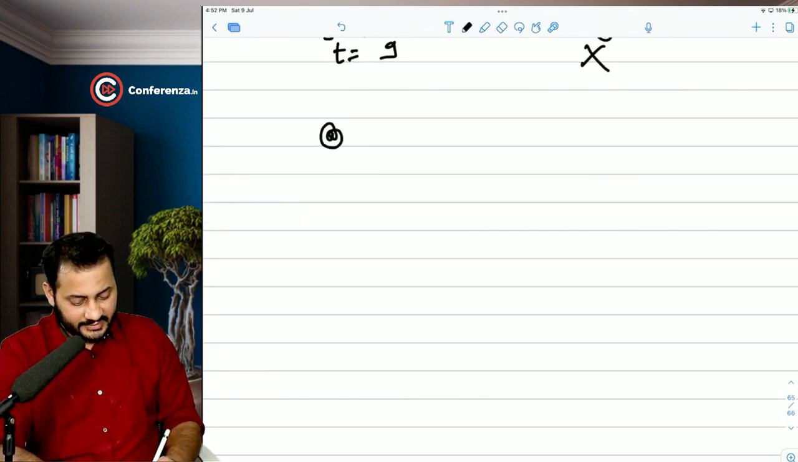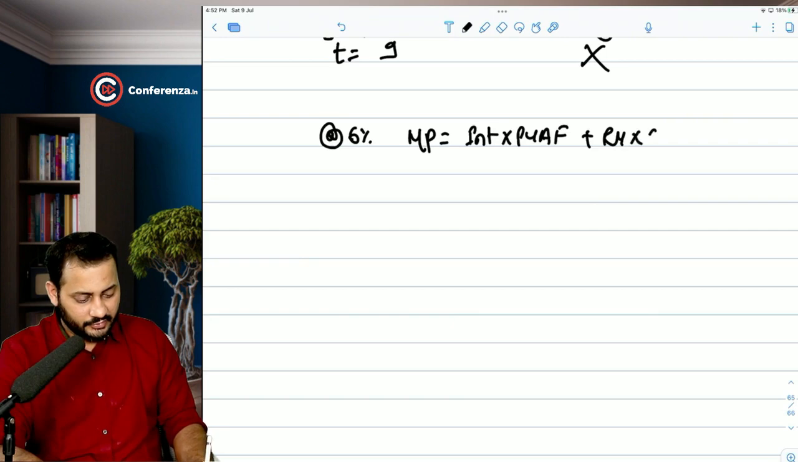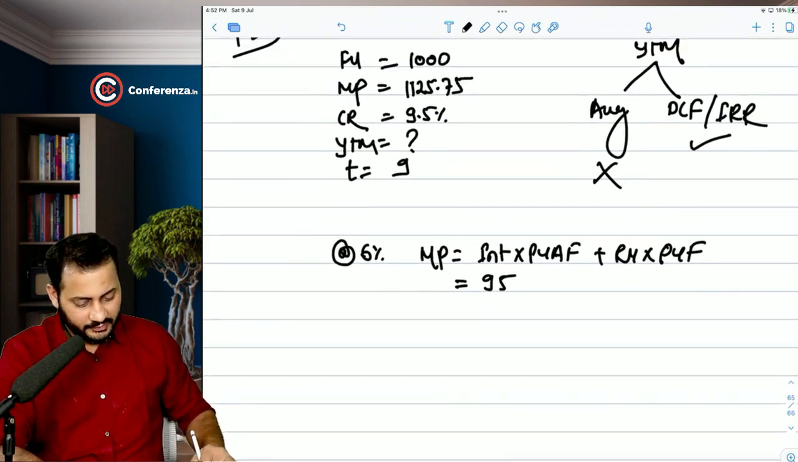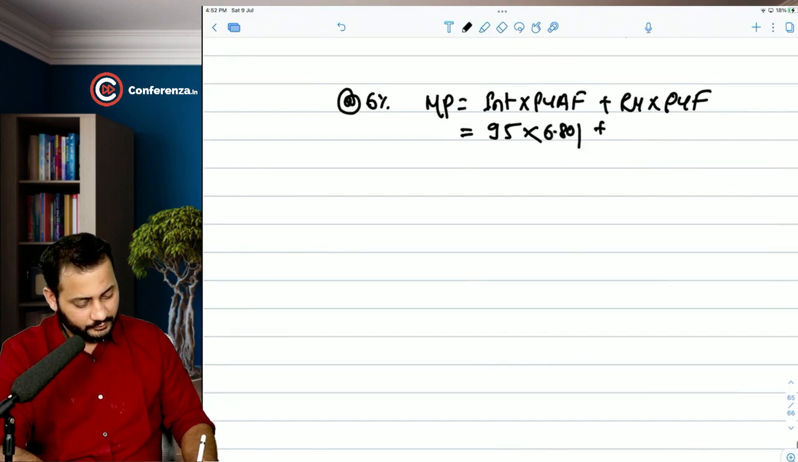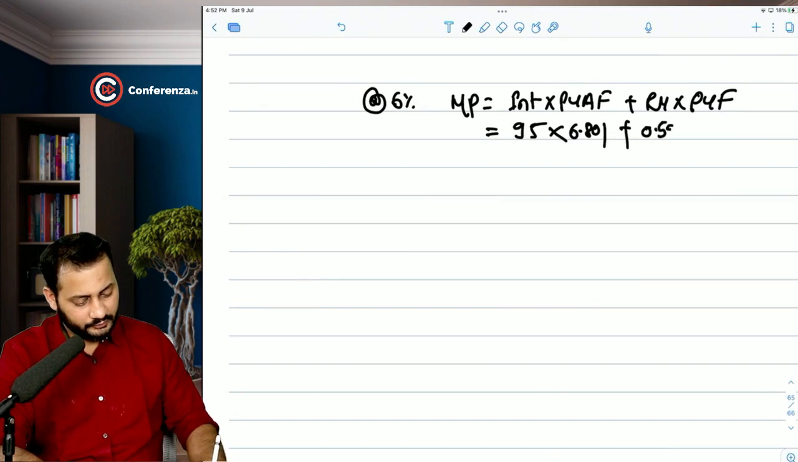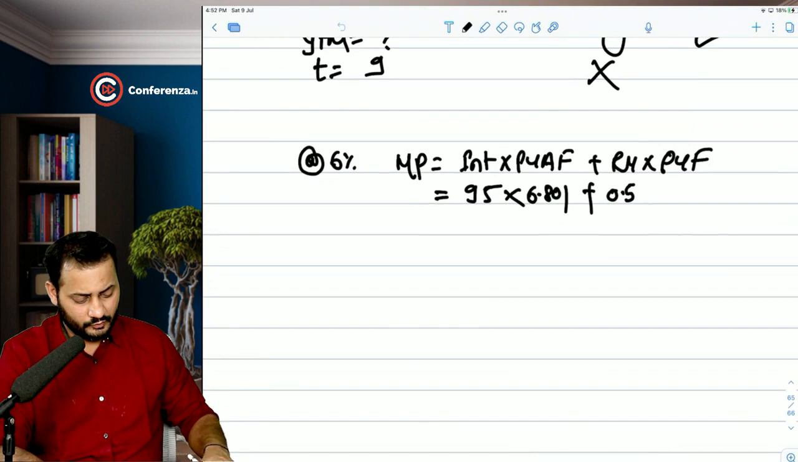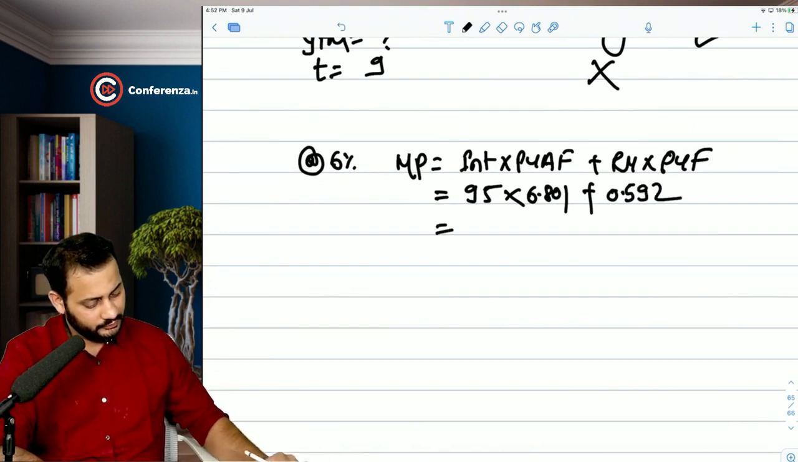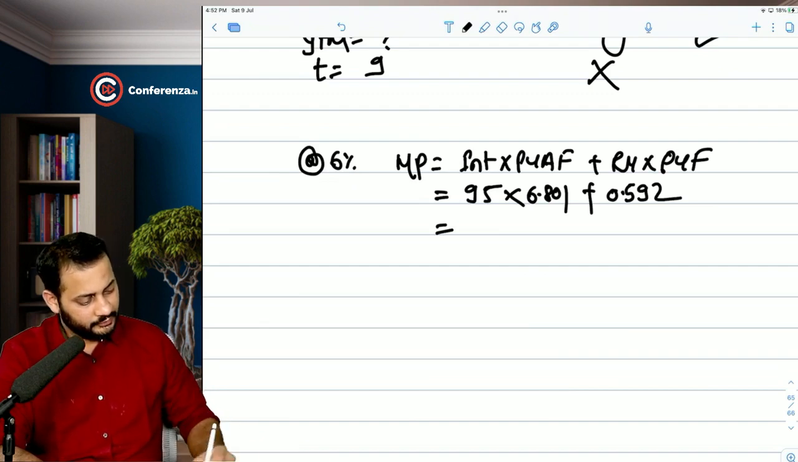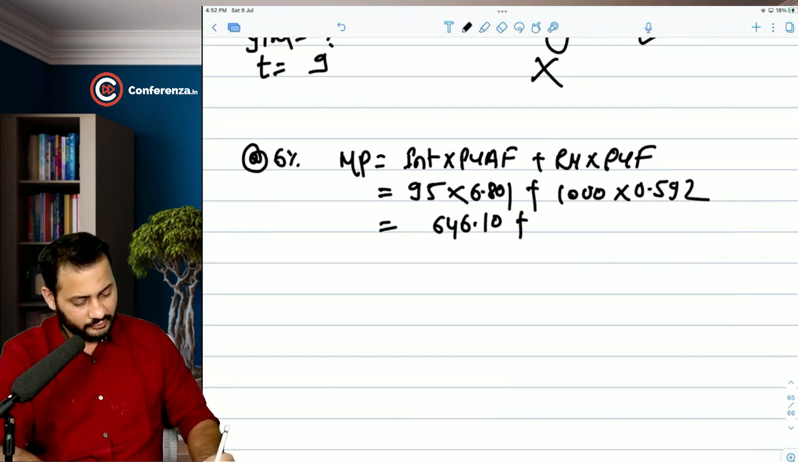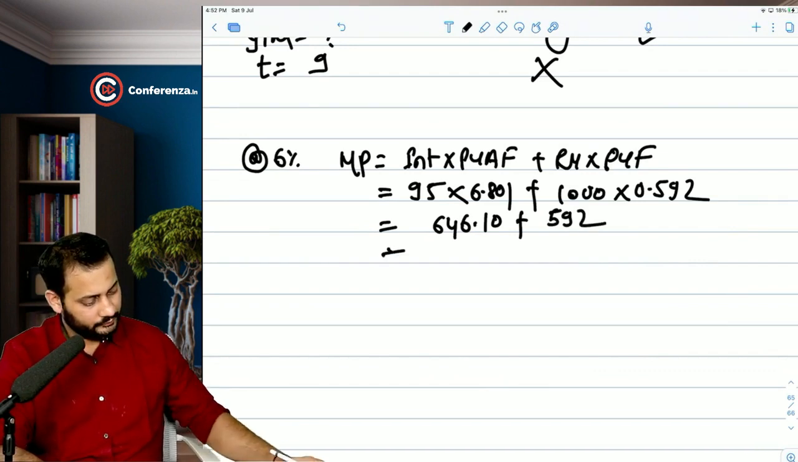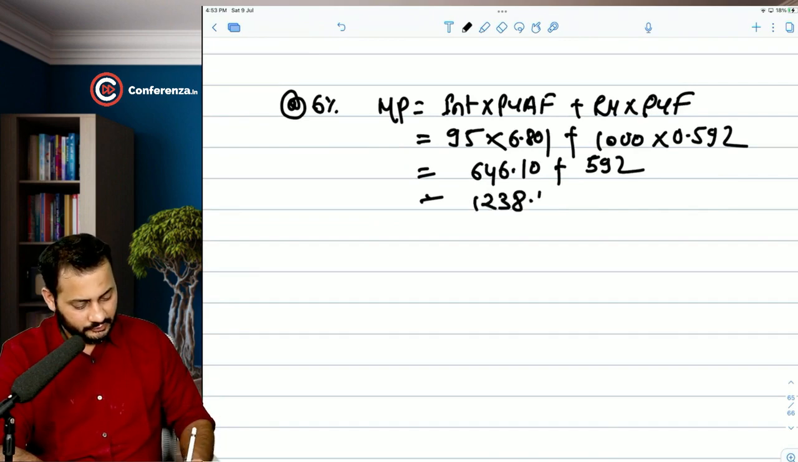Okay. So at 6%, market price is equal to interest into annuity factor plus redemption value into present value factor. Interest is 95, am I right? And annuity factor is 6.801 plus redemption value is 0.592. Let's solve it. 95 into 6.801, 646.1 plus redemption value 1000 into 0.592, that's 592. 1238.10.